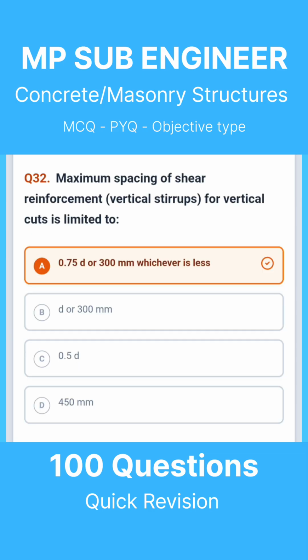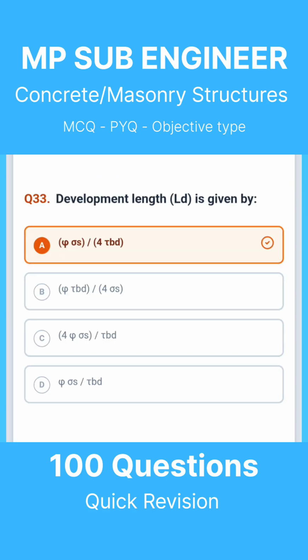Question 32. Maximum spacing of shear reinforcement, vertical stirrups, for vertical cuts is limited to. The correct answer is 0.75 d or 300 mm, whichever is less. Question 33. Development length Ld is given by. The correct answer is phi sigma s divided by 4 tau bd.